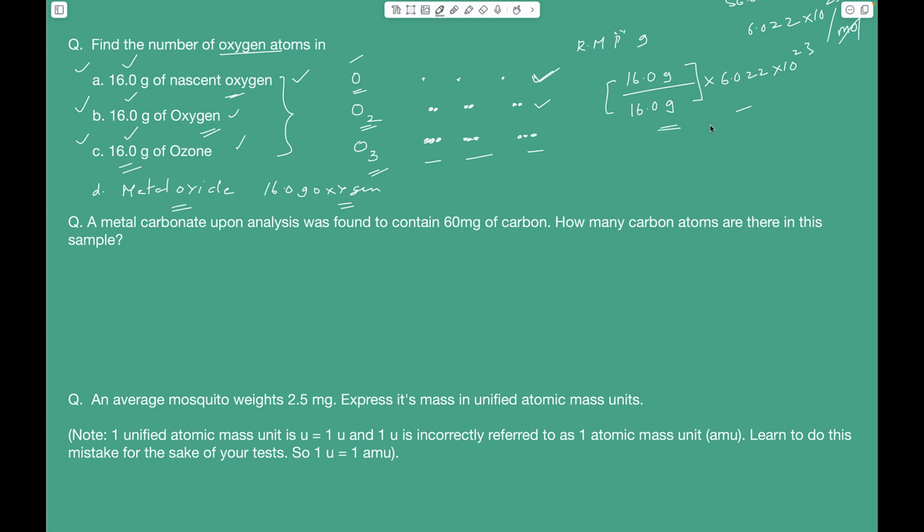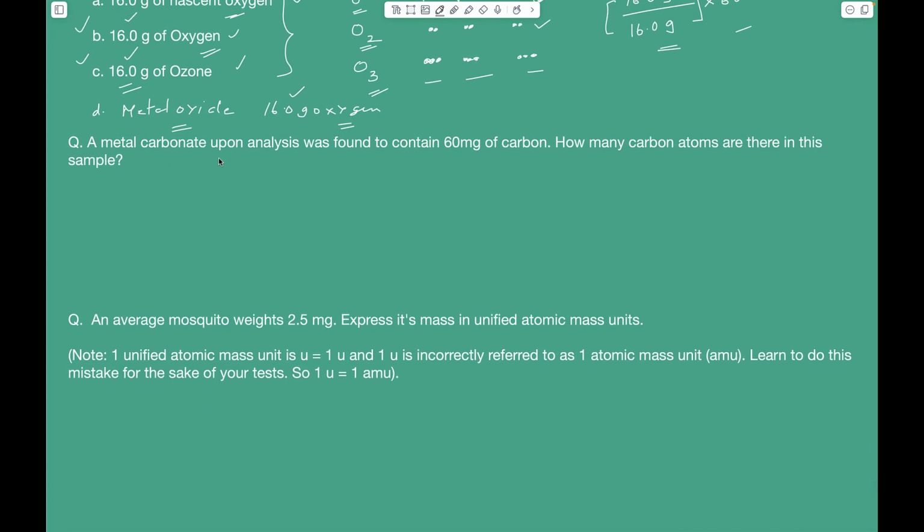Same as this. It doesn't matter in what form that element is present in. If the mass is same, the number of atoms must be the same. So, a given mass of an element will always contain the same number of atoms irrespective of the form in which it is present, whether it is in elemental form or in the form of a compound, whether it is in the form of atoms or molecules. Doesn't matter, right? And the next question is also highlighting the same point.